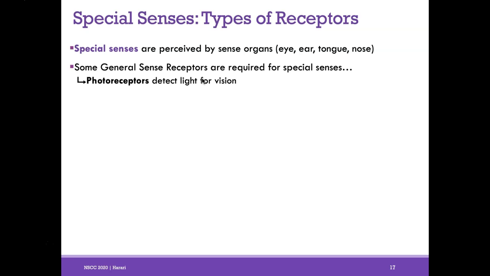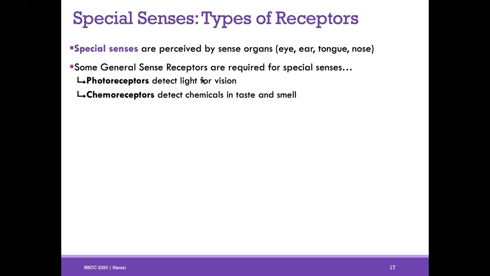But the eye is a sense organ because there are all these different kinds of tissues. You have blood and fat and connective tissues and neurons. You have all these different kinds of cells in an eye, not just the photoreceptors. So it's a sense organ. And vision is therefore a special sense because it's perceived by a sense organ.